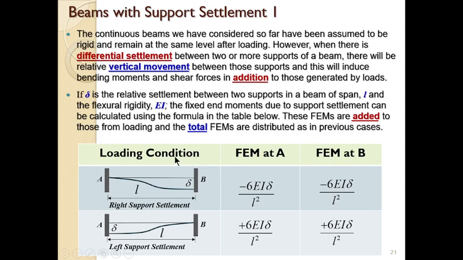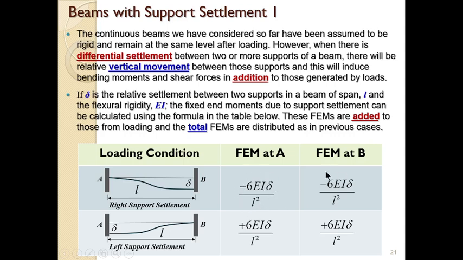Note that once these fixed end moments are calculated, they will be added to the fixed end moments in those spans caused by the loading. So in any case where there is support settlement, you will have the fixed end moment of the load plus the fixed end moment due to support settlement. If you have a beam, like in this first case, beam AB, and support B settles by an amount delta, that is the right hand support, this will be the fixed end moment due to support settlement.